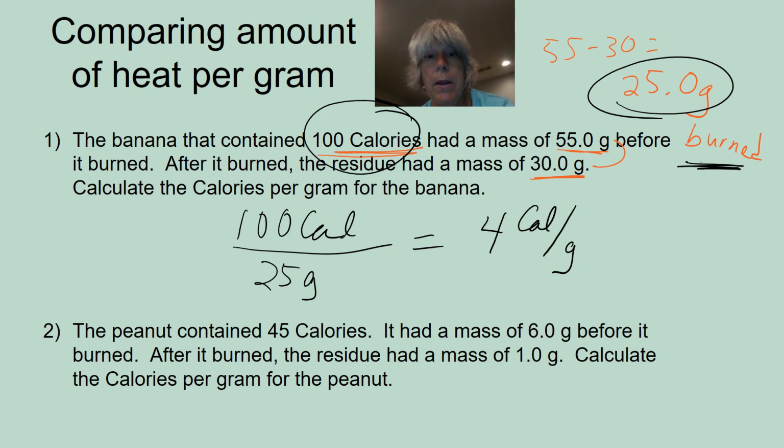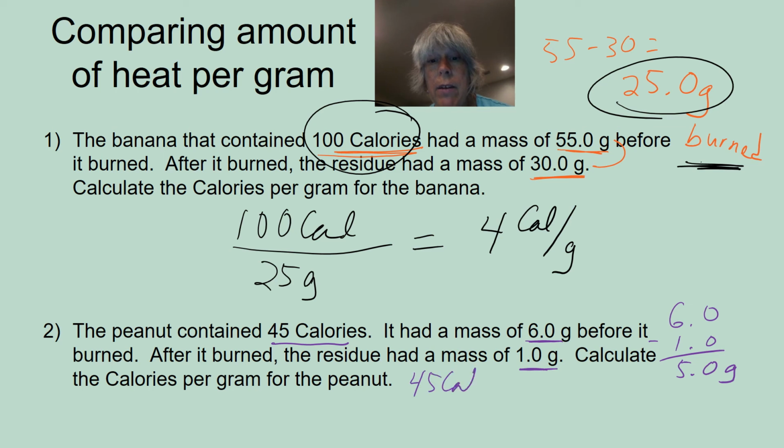Now let's take a look at our peanut. Our peanut had 45 calories, had a mass of 6 grams before it burned, and then there's just a little bit of residue left. There was 1 gram left of residue. So 6 minus 1 gives me 5 grams that burned away, and that's what created the heat. So we'll take our 45 calories, divide it by our 5 grams, and we get 9 calories per gram.